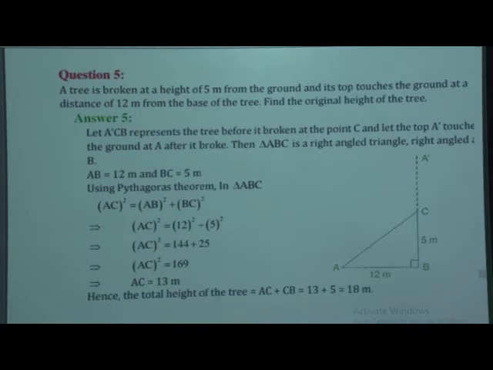Hence the total height of the tree is equal to AC plus CB, which is 13 plus 5, equal to 18 meter. The original height of the tree was 18 meter. So just read the word problem, find out the rough figure for it, find the values, and use the Pythagoras theorem when it is a right angle triangle.